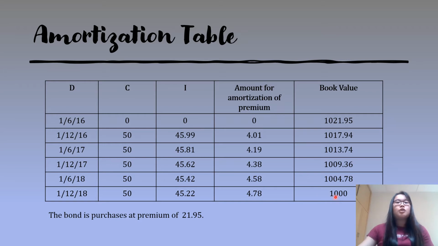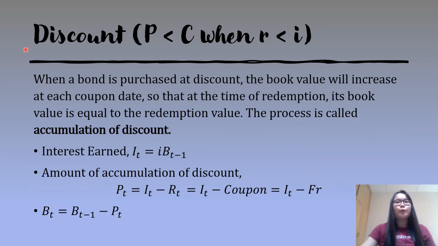1000. So we can see that the bond is purchased at a premium of 21.95. We take P minus C, so we get a difference of 21.95. So now we'll discuss the discount bond.